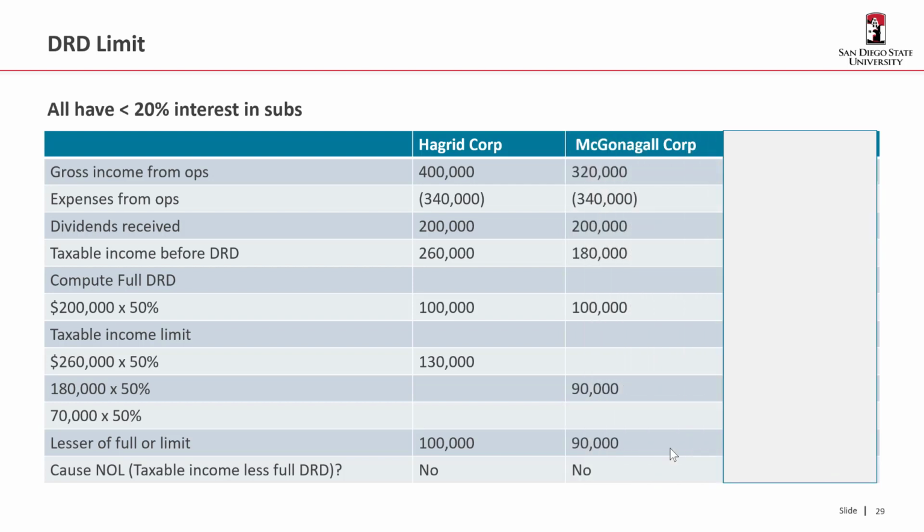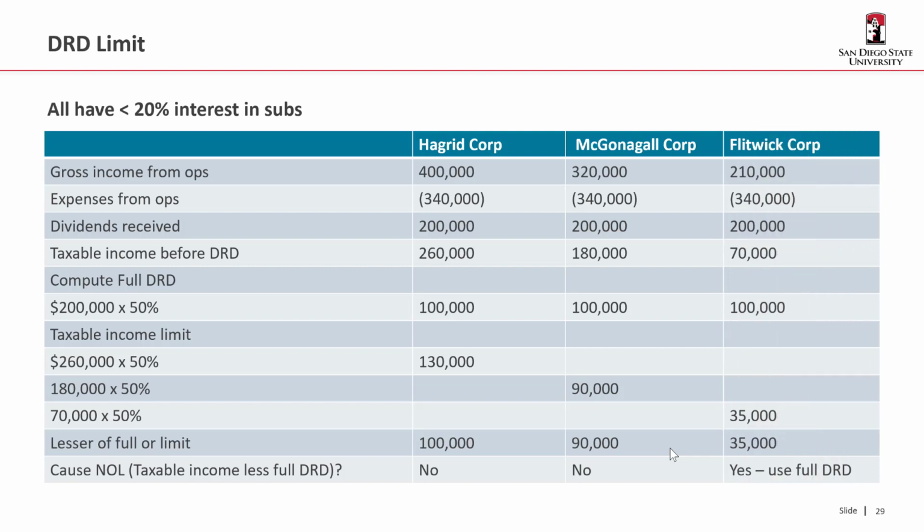McGonigal Corp has gross income from operations of only 320,000. Everything else is the same. But of course, that drives a lower taxable income. Now taxable income is only 180,000. So the full DRD remains 100,000. That's the dividend received times 50%. But in this case, the taxable income limit is 180,000 times 50%. Again, the same DRD percentage. That's only 90,000. And as a result, the DRD is limited to that 90,000.